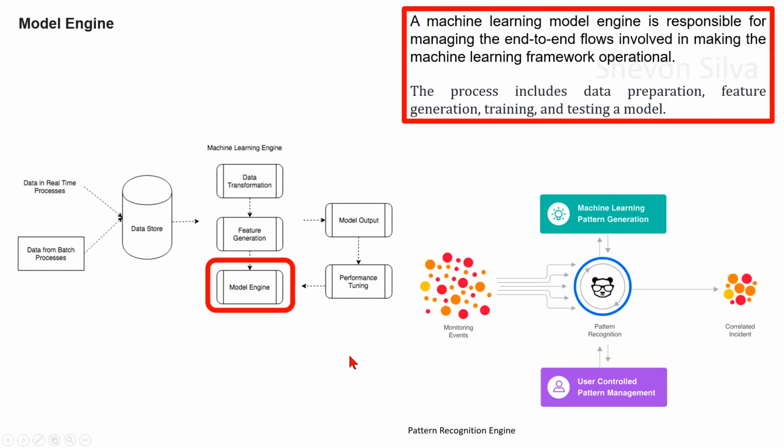Now we are focusing on the model engine. A machine learning model engine is responsible for managing the end-to-end flows involved in making the machine learning framework operational. The process includes data preparation, feature generation, training and testing a model. Here you can see a pattern recognition engine.